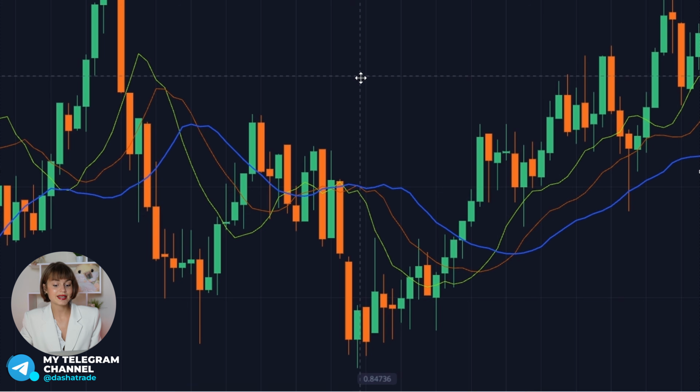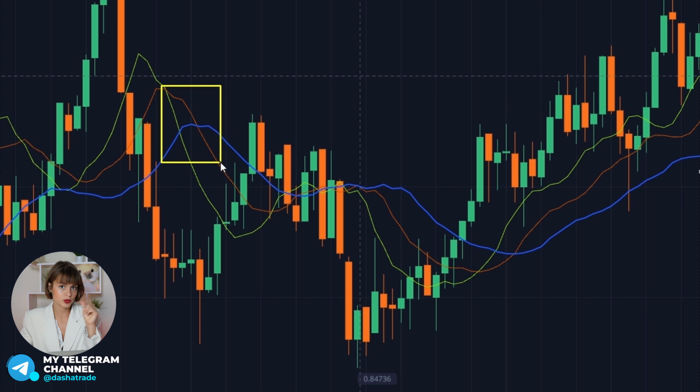Okay, now let's figure out how to make money using this indicator. So this indicator is a trend indicator and it helps us to determine the trend, and our main task is to pay attention to the intersections between these three lines. Okay, these intersections confirm the trend reversal and accordingly provide us a good and effective signal to enter the market.